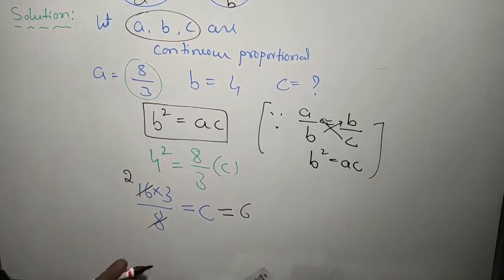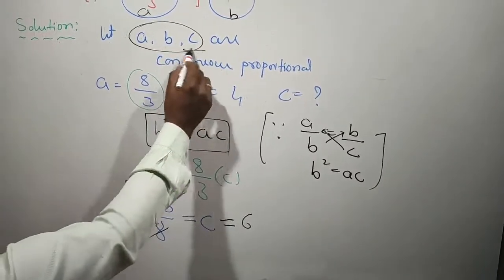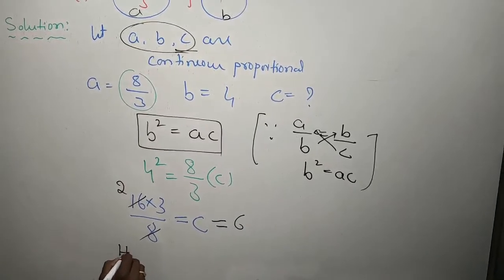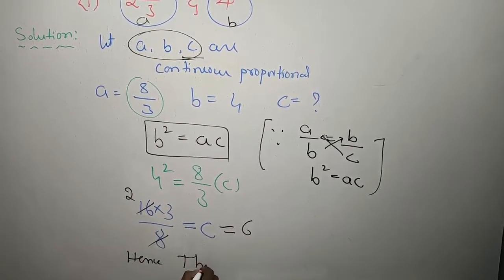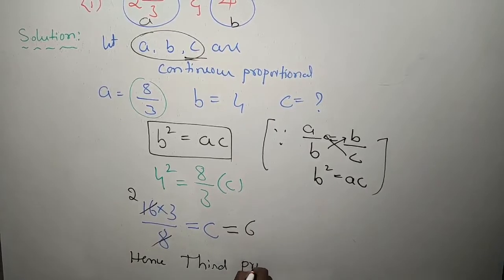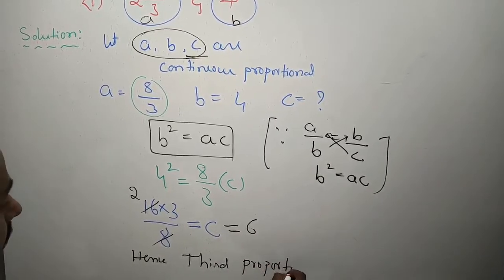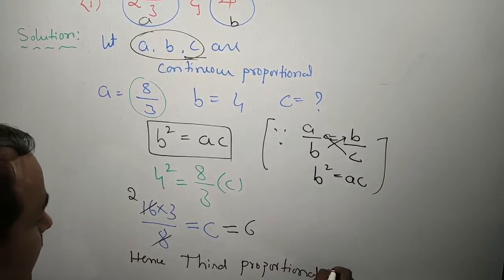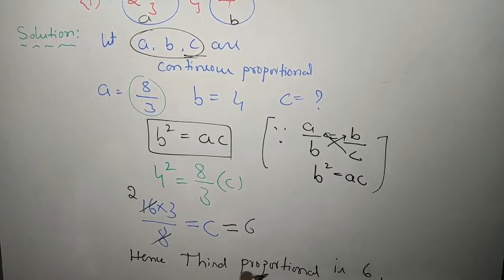Means the third proportional C. I will write the conclusion. Hence the third proportional is 6 only children. This is the answer.